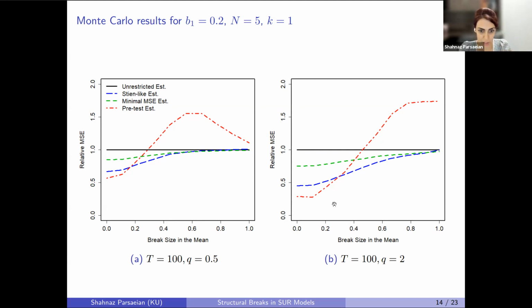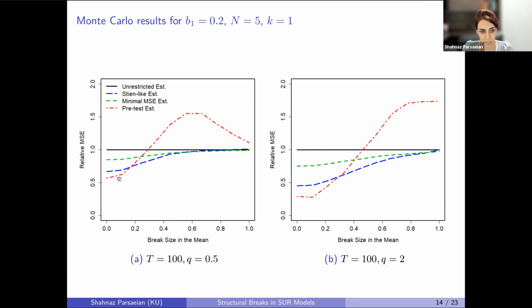So at first glance, by looking at this figure, we can see that both the Stein estimator and minimal mean square error estimator uniformly perform better than the unrestricted estimator in both figures. And as the break size increases, they perform very close to each other and also close to the unrestricted estimator. The pretest estimator performs well when the break size is very small.